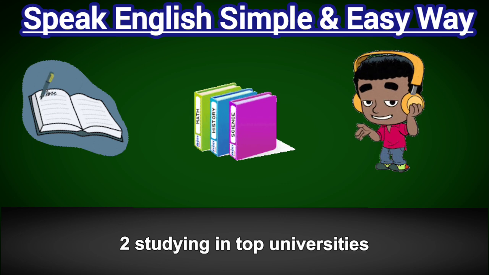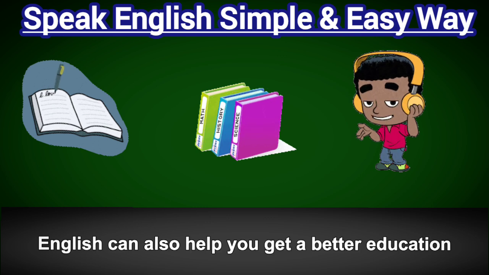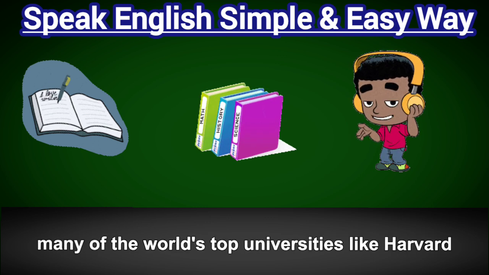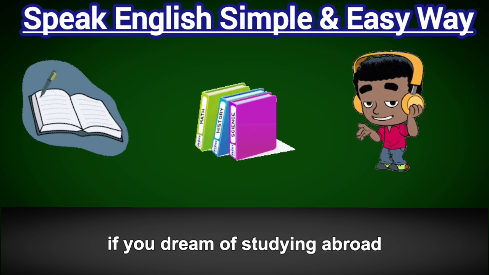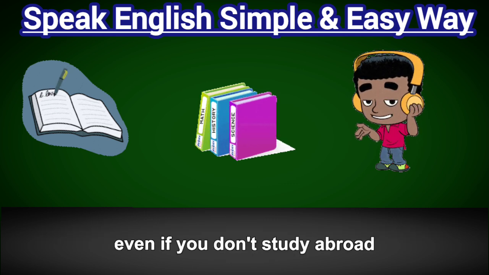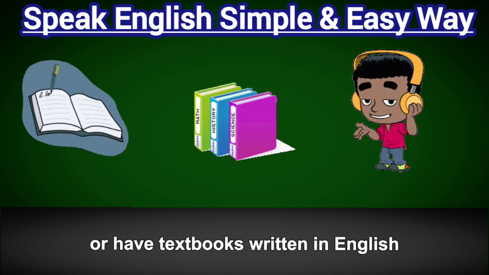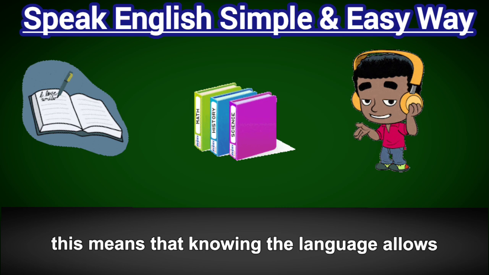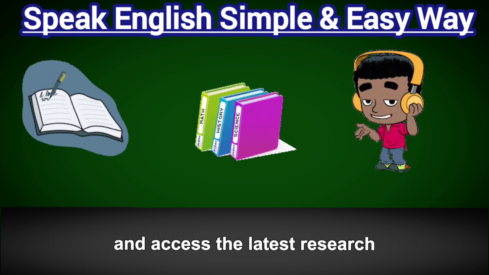2. Studying in top universities. Learning English can also help you get a better education. Many of the world's top universities, like Harvard, Oxford, and MIT, teach in English. If you dream of studying abroad, you will need to pass English exams like IELTS or TOEFL. Even if you don't study abroad, many universities offer courses in English or have textbooks written in English. This means that knowing the language allows you to learn from the best teachers and access the latest research.